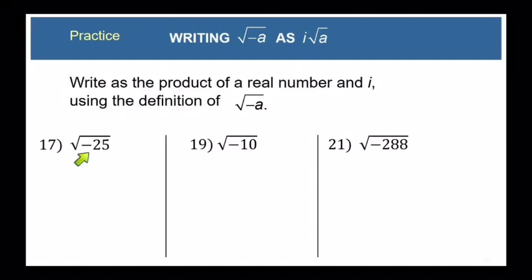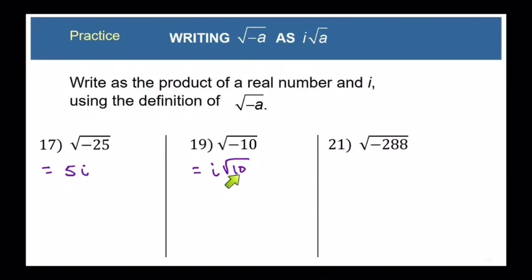So the square root of -25 can be thought of as the square root of -1 times 25, and the square root of 25 is 5, and the square root of -1 is i. Here we have the square root of -10. The -10 can be thought of as -1 times 10. The square root of -1 is i, but the square root of 10 cannot be reduced, so the 10 stays under the radical.